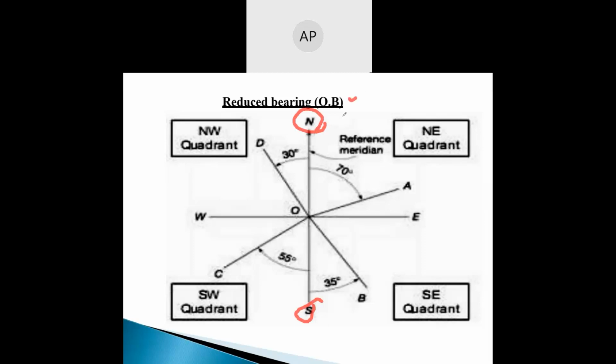In reduced bearing or quadrantal bearing, what do we have to do? We have to measure the angles with respect to the north-south direction. This is the reference meridian. This quadrant is called the northeast quadrant. This is your north and west quadrant. And this one is S and W, in short form called the southwest quadrant, and the southeast quadrant is called the SE quadrant.